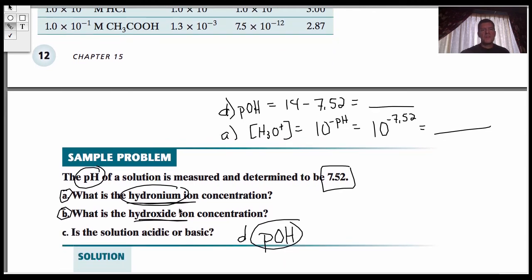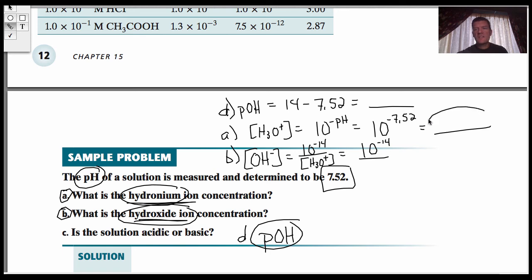Hydroxide ions, well, you have a choice here. Once we know the hydronium ion concentration, we can find the hydroxide ion concentration. We just have to take 10 to the negative 14, because they always multiply together to give 10 to the negative 14, and divide by the known hydronium ion concentration. Whatever you evaluate there is going to be your hydroxide ion concentration.